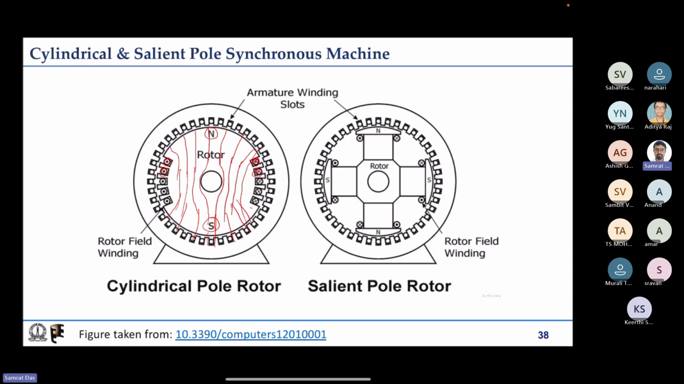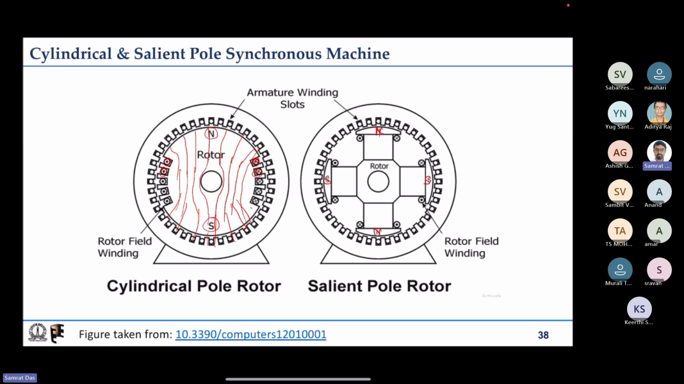Another thing we have already seen, this is shown for a four pole case. In this case we have four poles: one north pole here, one south pole here, again a north pole here and a south pole here. If we have a four pole magnetic field produced in the stator, then we would need to produce four poles in the rotor magnetic field also. So we can produce that.